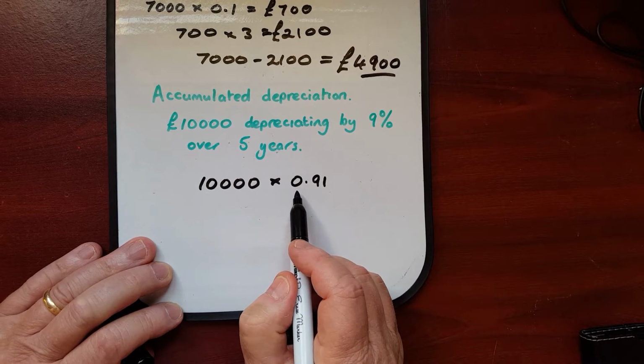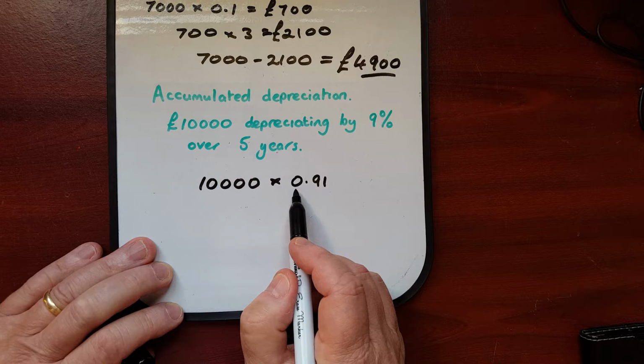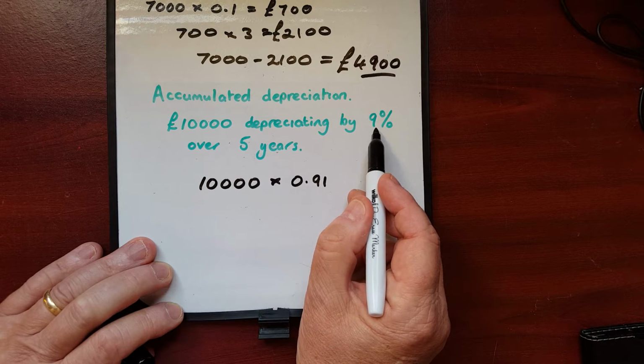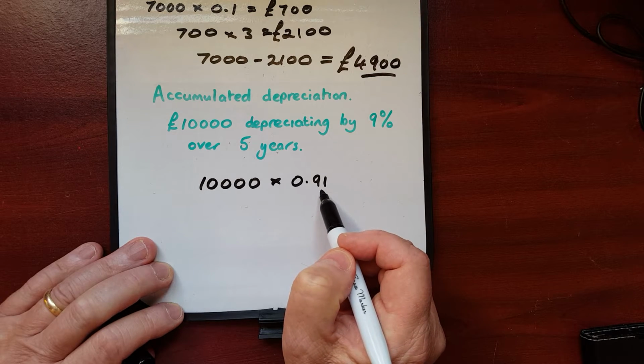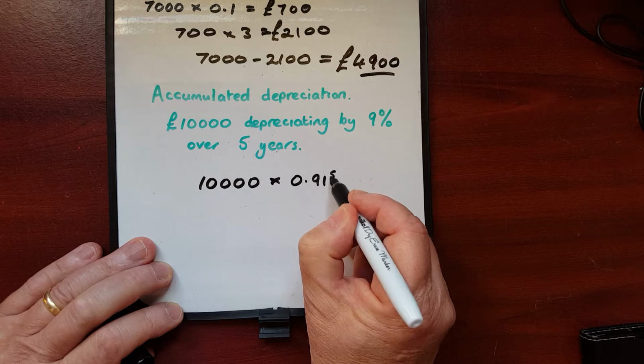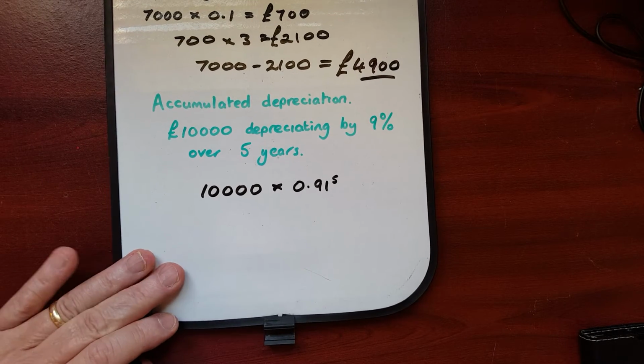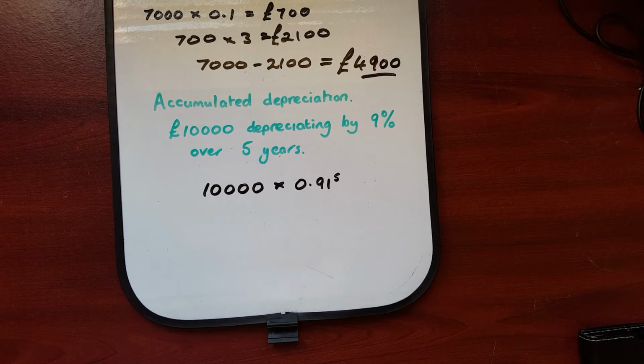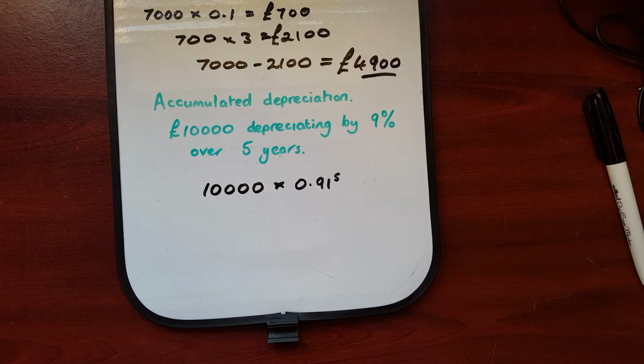If the value's going down, it's always going to have a 0 in front of it, because we want to multiply it by 0 point something to make the number shrink. So that 9% off of 100% takes us to 91%. And then the 5-year term tells us to do it by the power of 5. And after that, simply whack it into your calculator and see what you get as your answer.